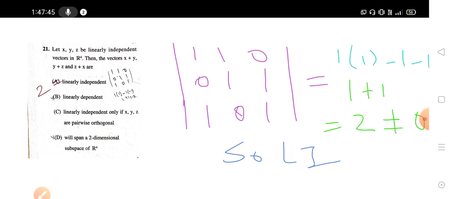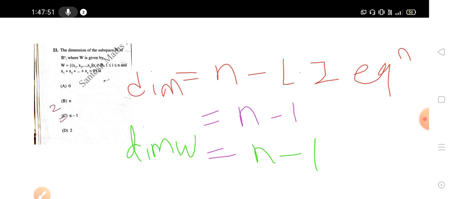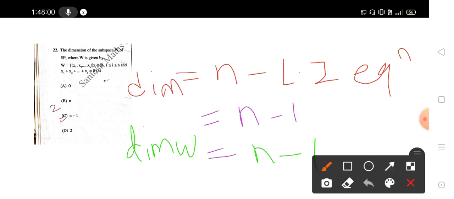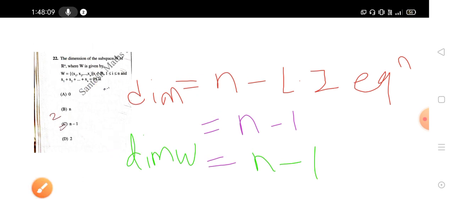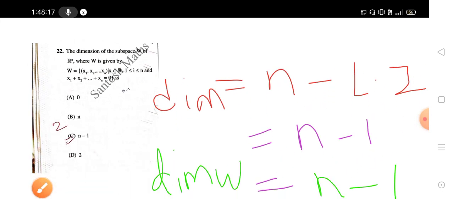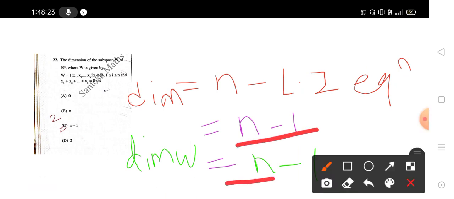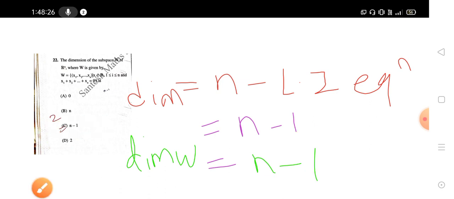This is also a very simple question. Next question: the dimension of the subspace W of R^n, where W is given by one equation. The formula is dimension of W equals n minus the number of linearly independent equations. Here only one linearly independent equation is given, so the dimension is n minus 1. The answer is C. Next question.